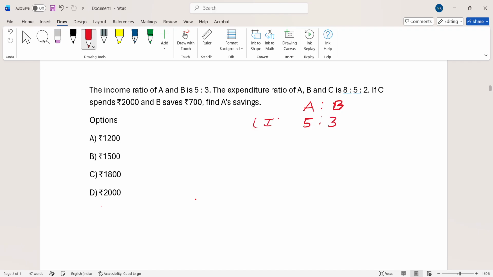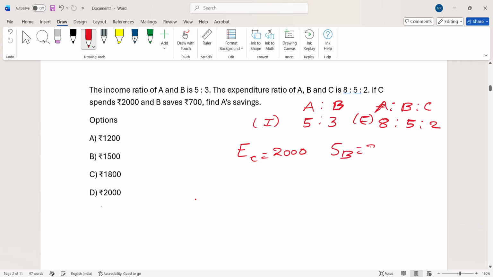Put it as income. And the expenditure ratio of A is to B is to C also, so one more number, C. The expenditure ratio is 8 is to 5 is to 2. If C spends 2,000, spending means expenditure, that means the expenditure of C is 2,000 rupees, and B saves 2,000 rupees. So this is the savings of B, 700 rupees.